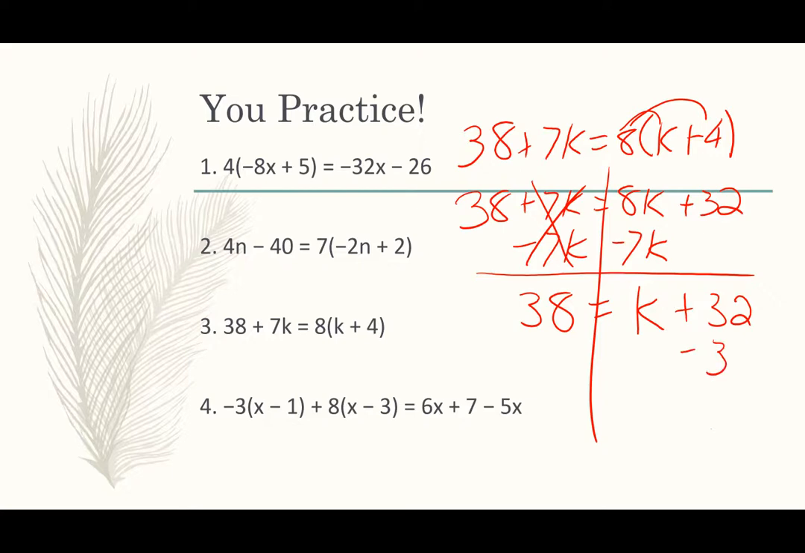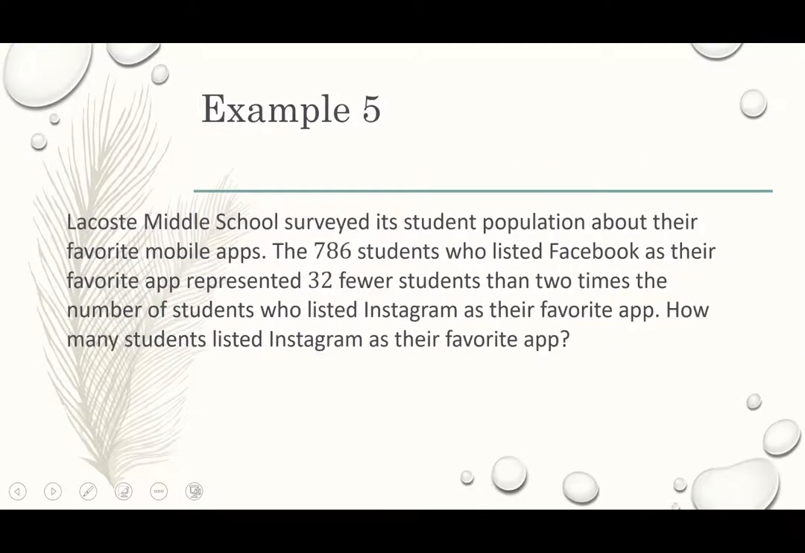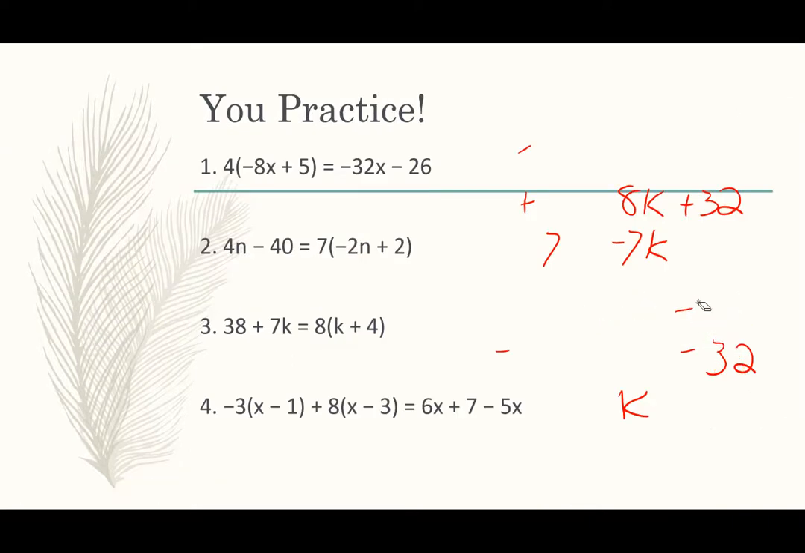And so now I'm just going to move the 32. That'll go away. 38 minus 32 is 6. 6 is equal to 1k. And there's your result. So k equals 6 is the answer to number 3. Let me go ahead and do number 4 for you as well, so that if you did work it out, you can check to see if you did a good job or not.